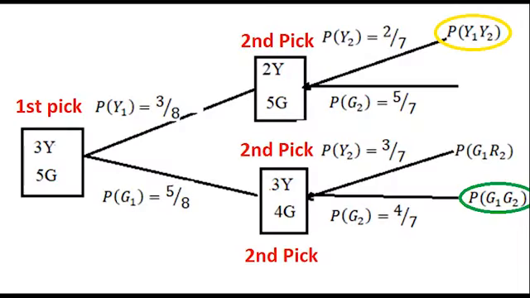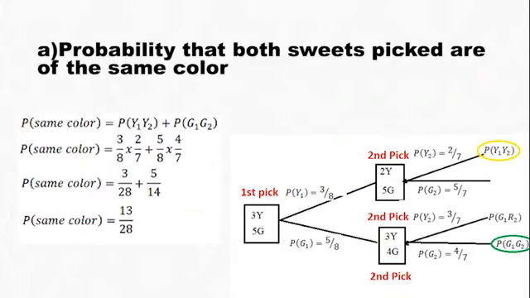To have the same color, we have 2 possibilities, that is, picking a yellow sweet first and a yellow sweet second, or picking a green sweet first and a green sweet second. The probability of picking a yellow sweet first and a yellow sweet second is 3 out of 8 times 2 out of 7.